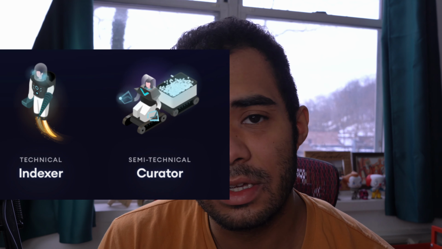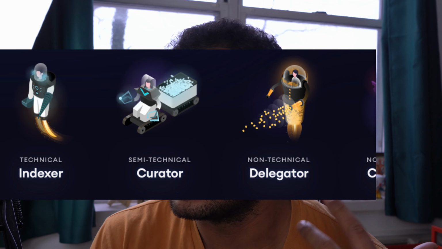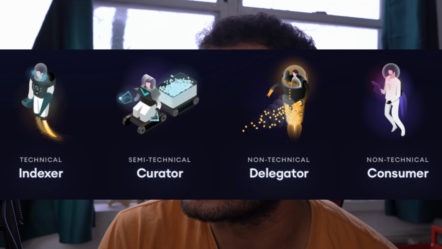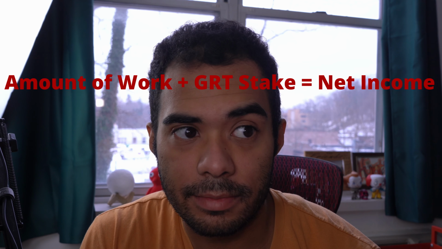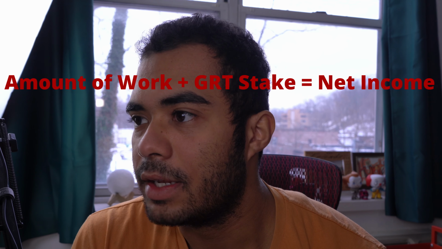Now there are a couple of different roles within The Graph network. They are indexers, as I mentioned earlier, curators, delegators, and consumers, much like you and I probably. But all of them can provide services and earn income from the network proportional to the amount of work they perform and their GRT stake, the token in this case. So you can pretty much see it as a little equation: the amount of work you do plus the GRT stake equals the amount of income that you get, really.